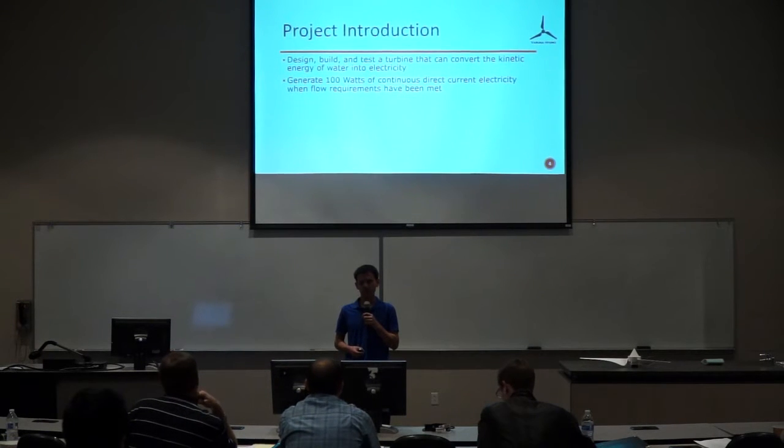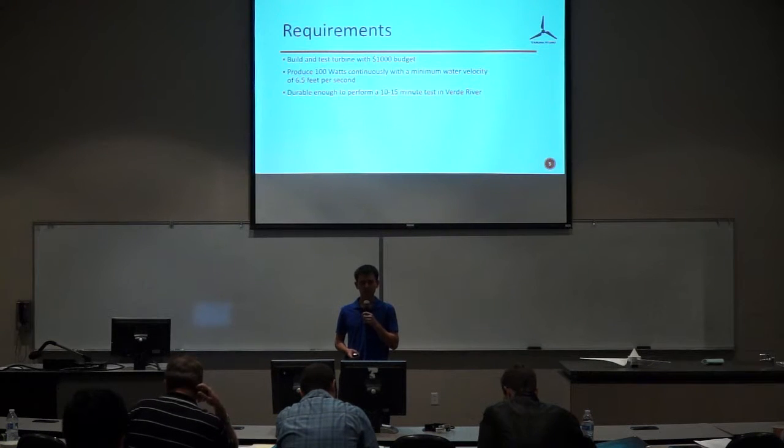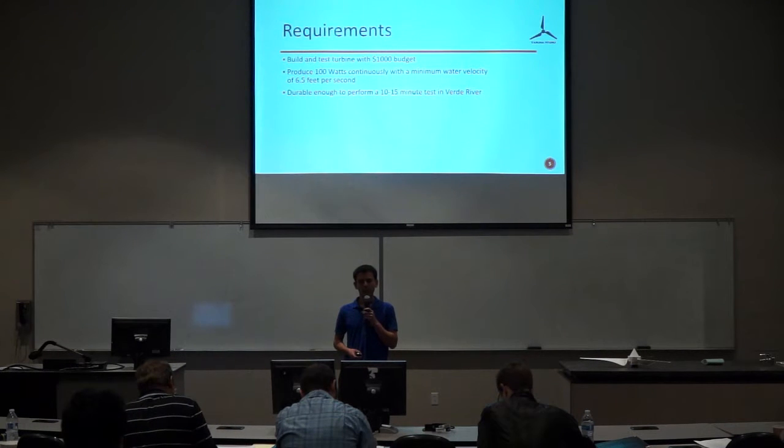Our design requirements, as per the RFP, are to design, build, and test a turbine that can convert the kinetic energy of moving water into electricity. We will generate at least 100 watts of continuous DC power with the flow, once the flow requirements have been met of 6.5 feet per second, as well as at least 5 feet of depth for full submersion of the turbine. Our requirements are to build and test the turbine with a $1,000 budget. We must produce at least 100 watts continuously with a flow velocity of 6.5 feet per second or greater. And the turbine must be durable enough to perform a 10 to 15 minute test in the Verde River.